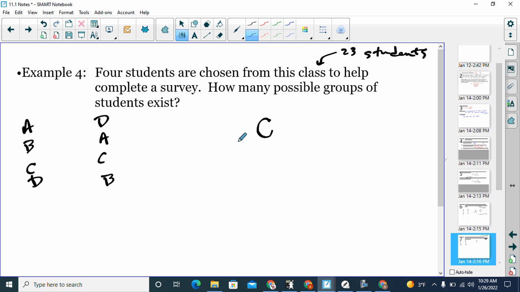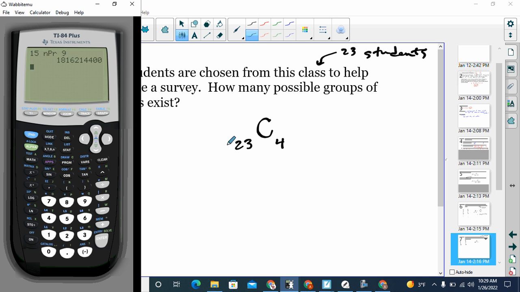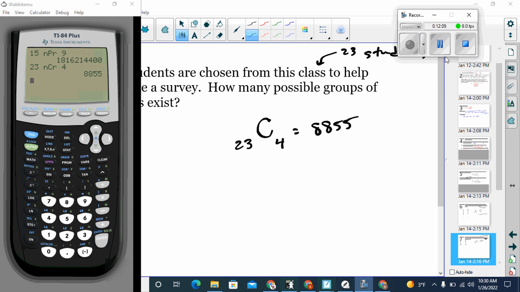We have 23 items, 23 students that could be chosen, and we are choosing 4. If this is a test or quiz, all I would need to see is this, as well as your final answer, which is 8,855.